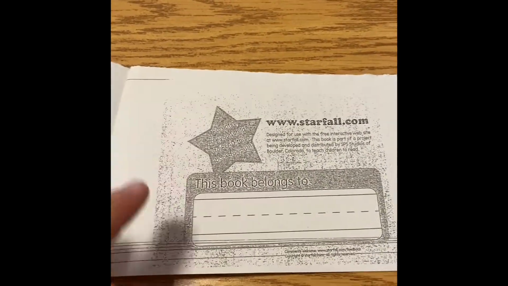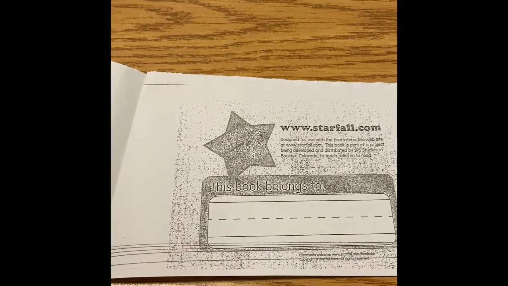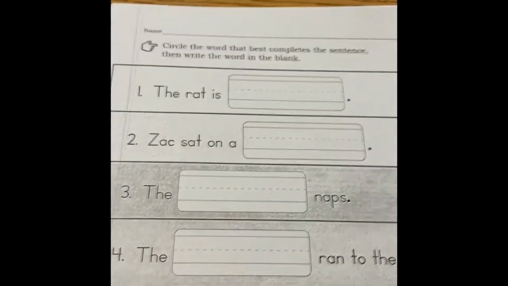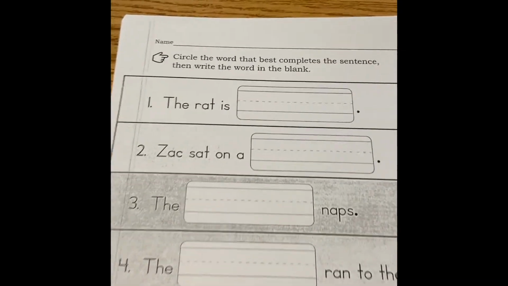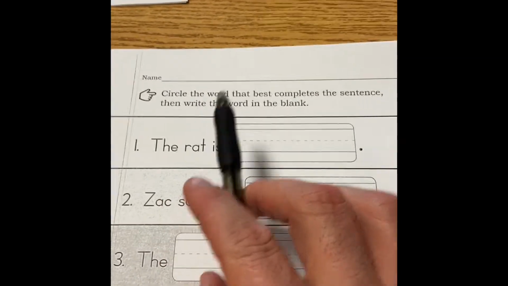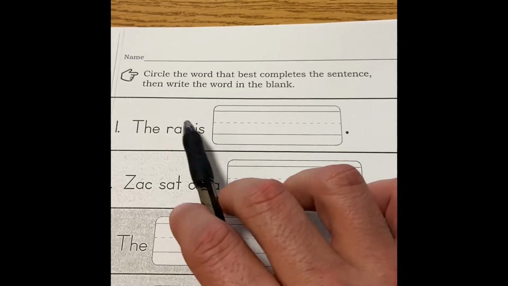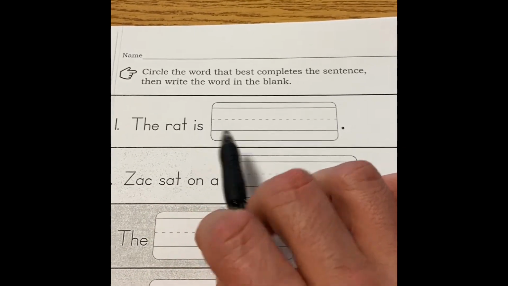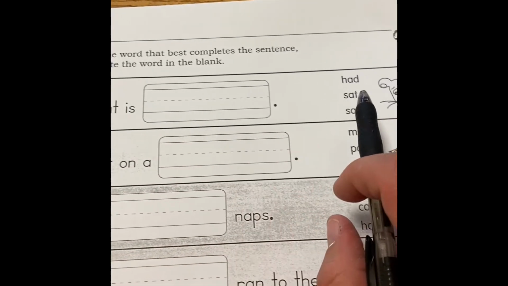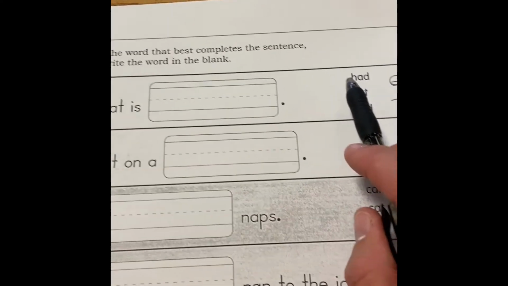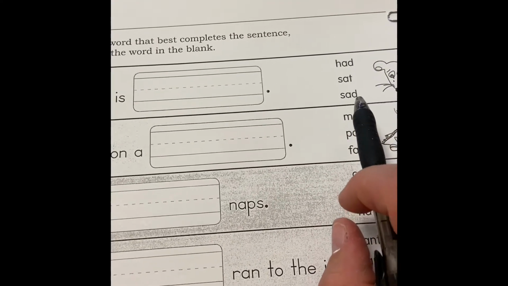And then make sure you put your name at the back here, okay? So that was about Zach. Now today, you have a paper that was in your packet about Zach the rat. It says, circle the word that best completes the sentence, then write the word in the blank. It says, the rat is blank. So we have our word bank over here. The rat, now let's read each one. We have had, sat, and sad.